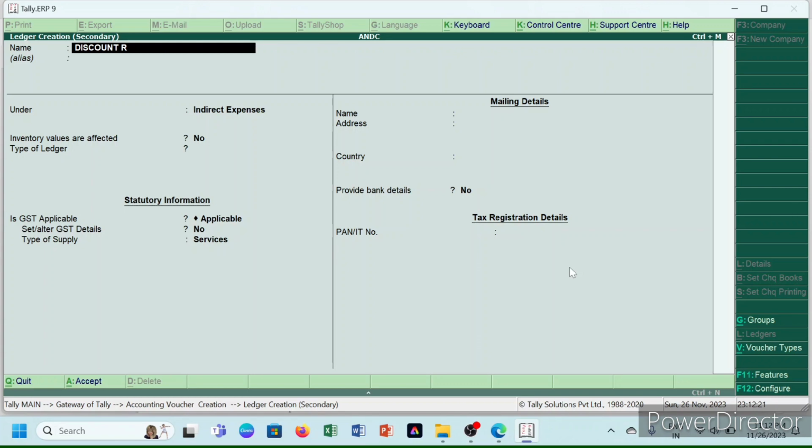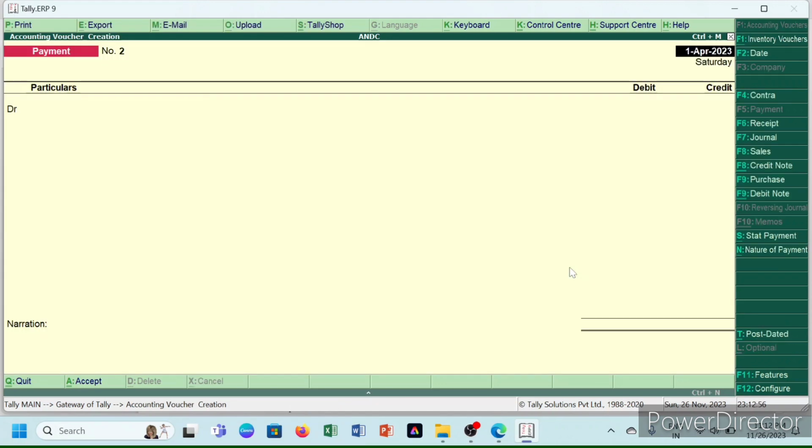I have given this entry in the payment voucher. For every payment you can give the entry in the payment voucher or just a simple journal entry. But the payment voucher is quite easy as well. Goods returned by Amita. So it's a sales return that we have sold, but they are returning to us. So it will be shown in the credit note. Alt plus F8 credit note.